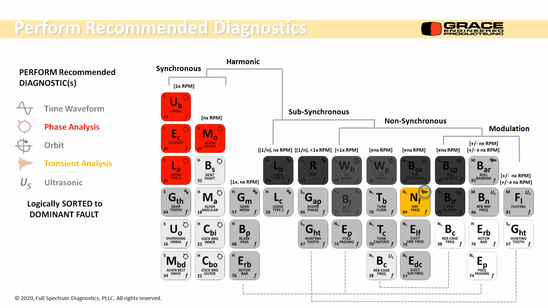Okay, so what do we do next? We do what the table tells us to do next. We perform a recommended diagnostic. Upper right-hand corner, we have phase, phase, phase, and phase for these synchronous problems. And we have transient analysis for the natural frequency problem. Okay.